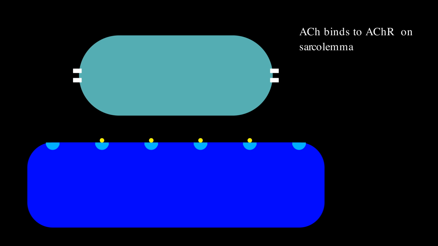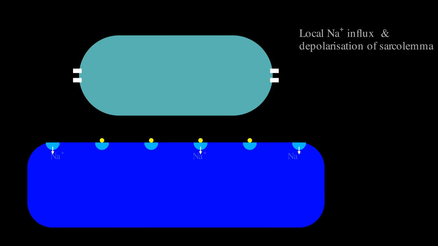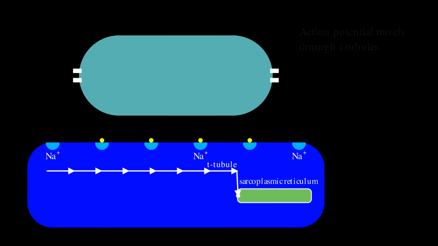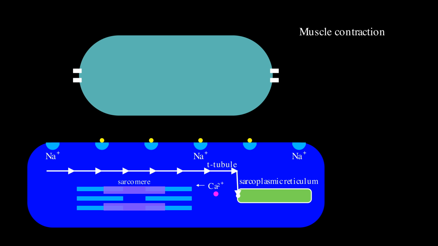Acetylcholine then diffuses across the synaptic cleft and binds to the acetylcholine receptors on the sarcolemma. This causes a sodium ion influx and depolarization of the sarcolemma. This depolarization, if the threshold is reached, causes an action potential which travels down through the T-tubules, these are the deep projections of the sarcolemma, and this causes the sarcoplasmic reticulum to release calcium. This calcium causes muscle contraction, and you should be able to see the sarcomere shortening.